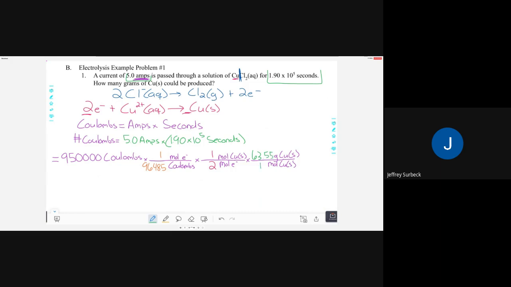So all we have to do is just be careful and calculate it out like we've done pretty much the whole year. So 950,000 divided by 96485, enter. Divided by 2, enter. Times 63.55, enter. I'm going to round to the nearest whole number here. And so our nearest whole number that we get is 313 grams of solid copper. Okay? Again, not overly difficult. The only thing that we did differently is we added that new equation we went over today.